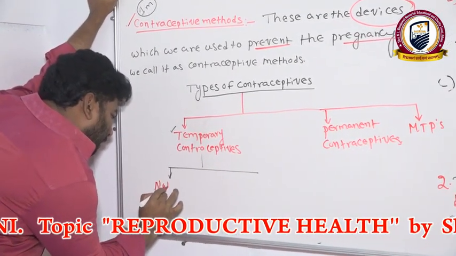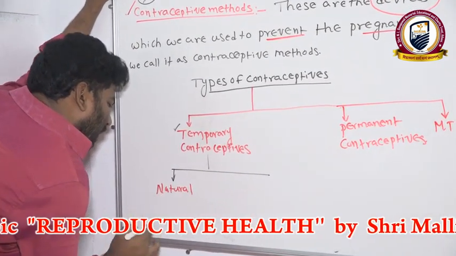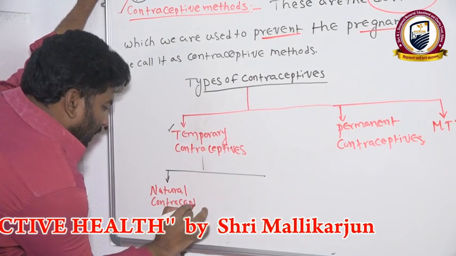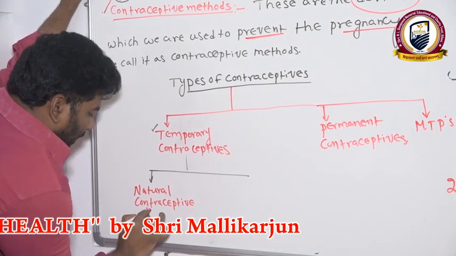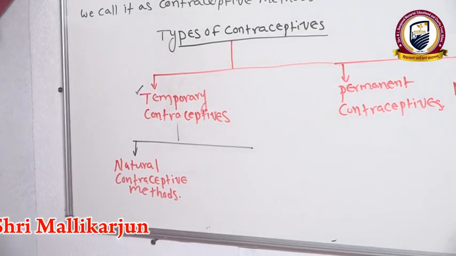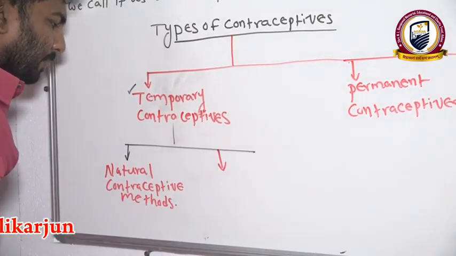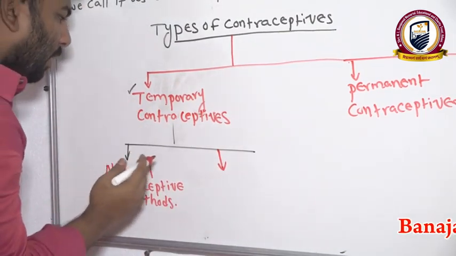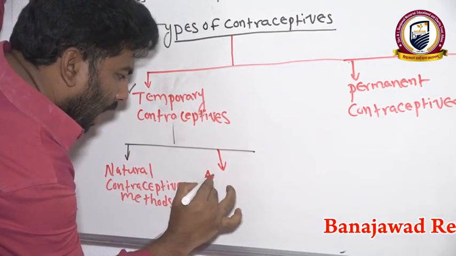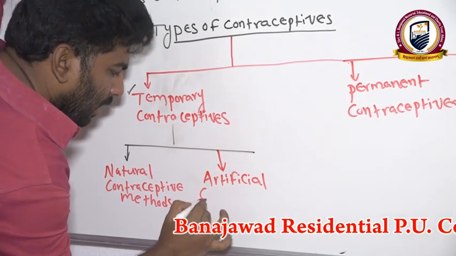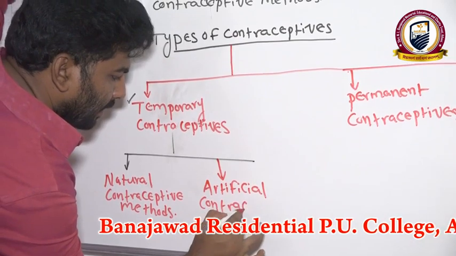What are those? In the temporary category, we'll discuss natural contraceptive methods as one type, and one more type is artificial contraceptive methods.